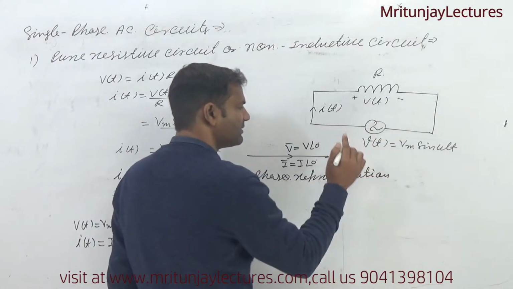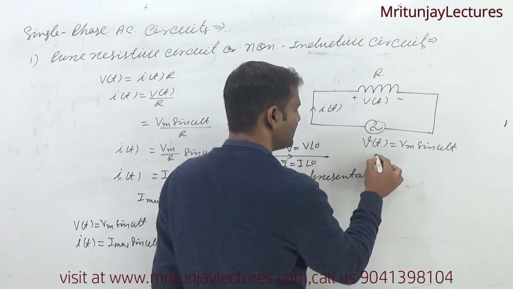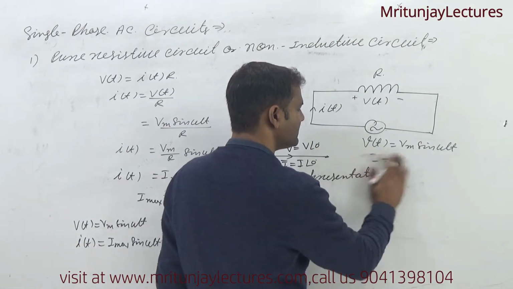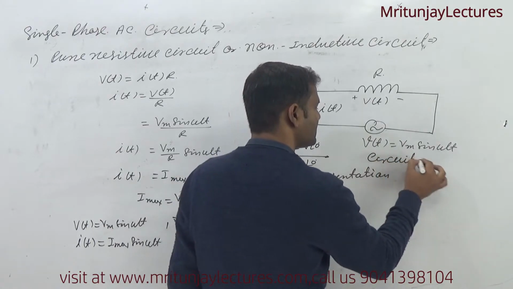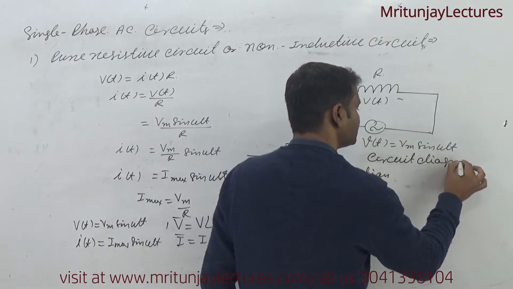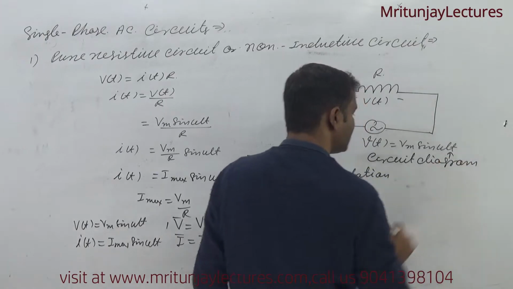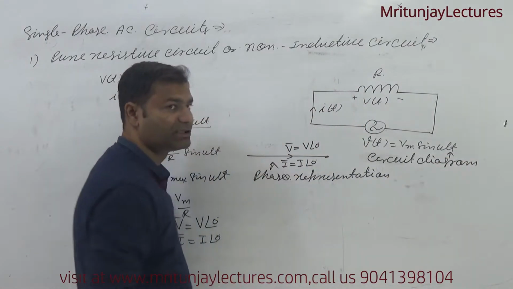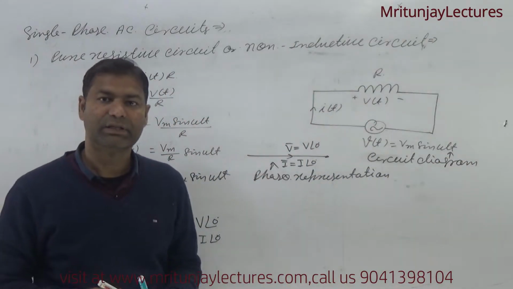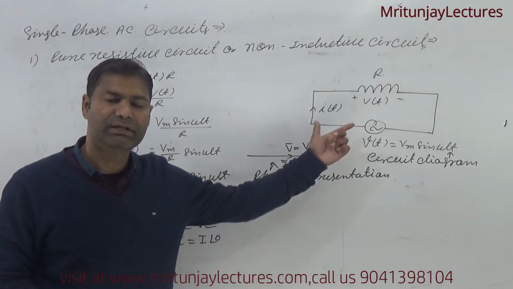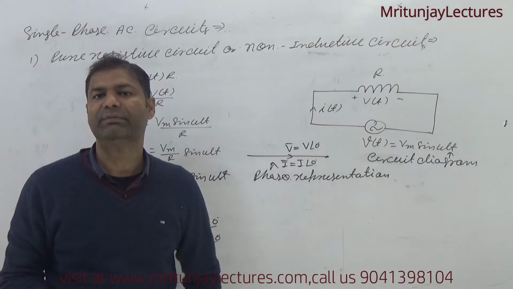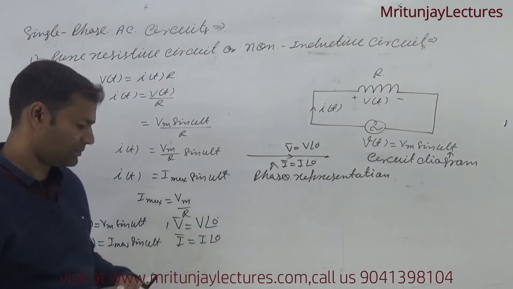And this one is the circuit representation. Better to write CKT, our circuit diagram. This one is the circuit diagram, and this is the phasor representation. If you are asked in any exam to make the phasor representation, do it like this, with the circuit diagram. Now the next target is the wave diagram.